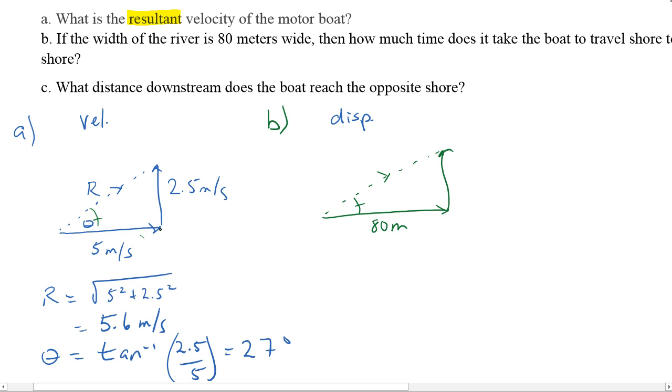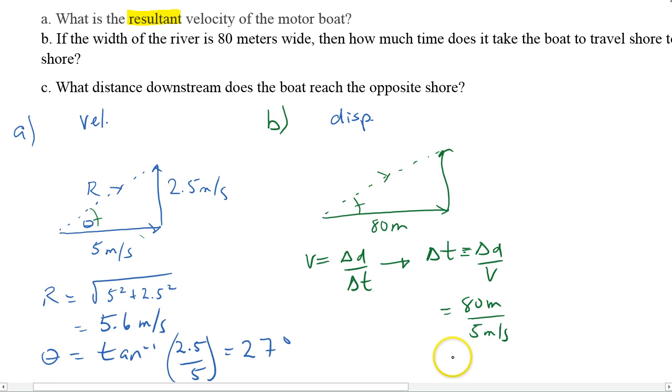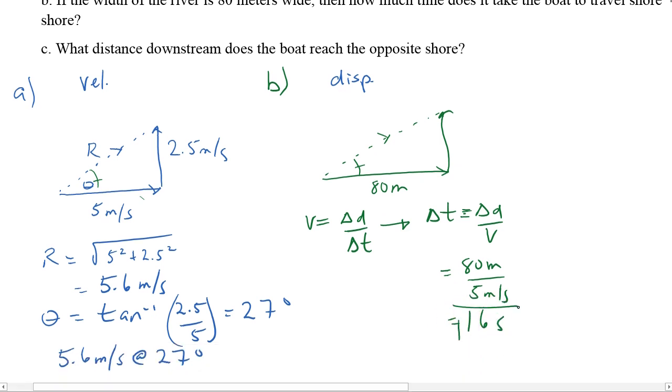And so what we can do is we can find the time using two going in the same direction. So my basic formula is velocity for constant velocity or average velocity. V is equal to delta D over delta T. If I want to solve for time, I'll get time is equal to delta D divided by V. So my time is going to be equal to 80 meters divided by 5 meters per second, which is 16 seconds. So there is my answer for B.